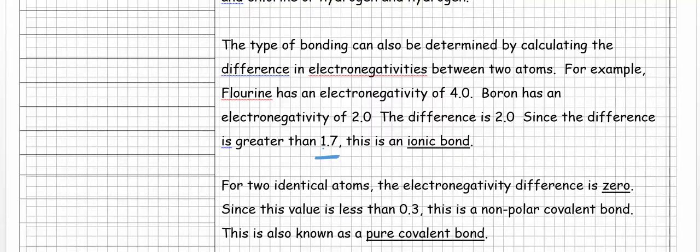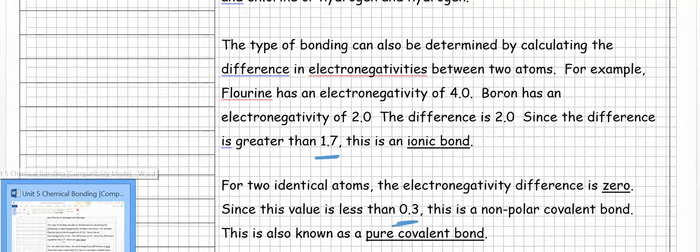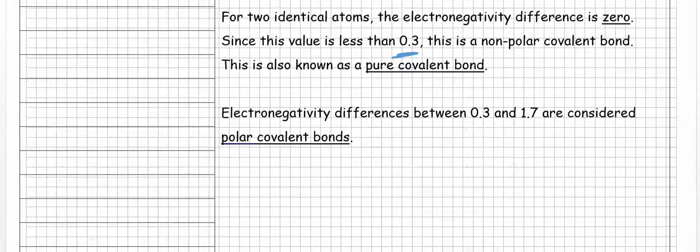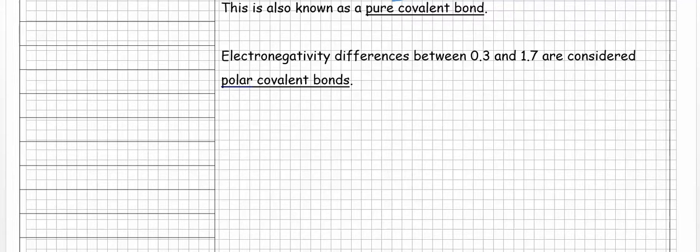Okay? All right. For two identical atoms, the electronegativity difference is, of course, 0. Since the value is less than 0.3, and that's the low end of the scale, so it goes from 0 to 0.3, 0.3 to 1.7, and then 1.7 to 4.0. This is a nonpolar covalent bond that is also known as a pure covalent bond. Okay, a pure covalent bond. That means that the two atoms are equally sharing electrons. So electronegativity differences between 0.3 and 1.7 are considered polar covalent bonds. All right.